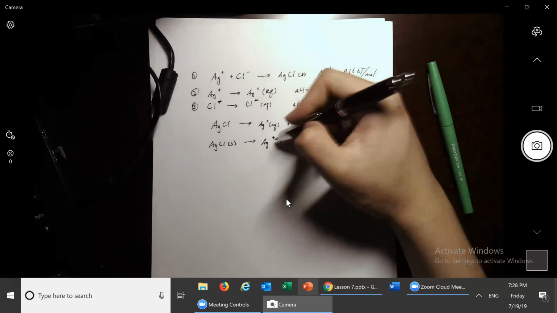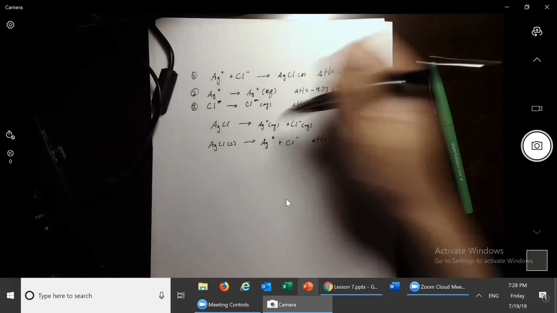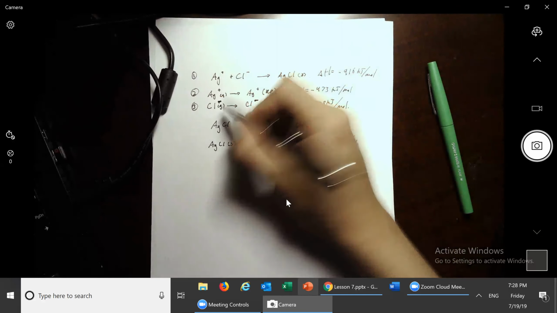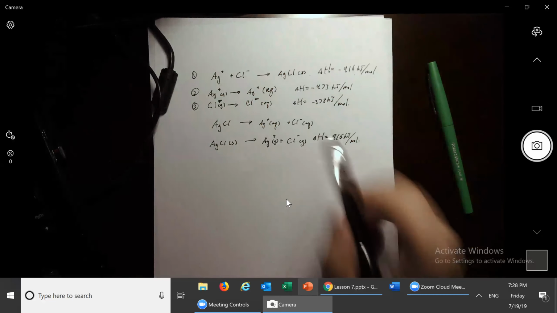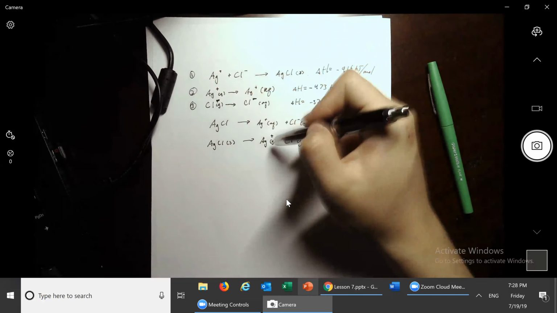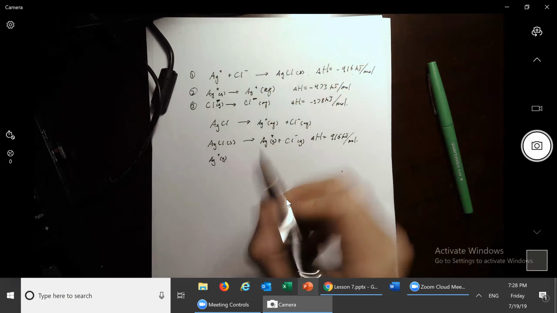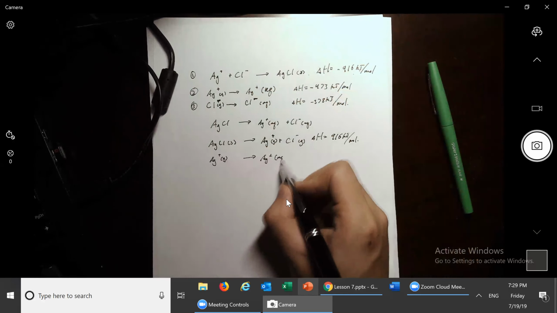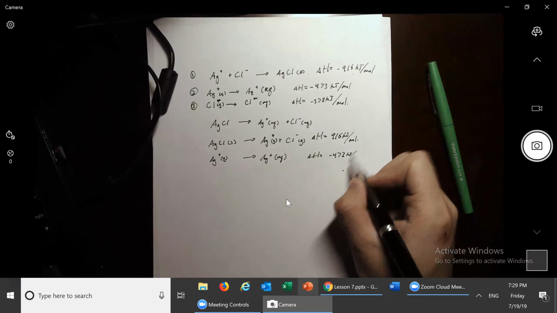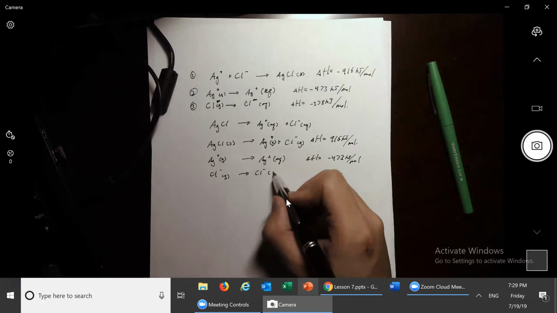Now we have Ag plus and Cl minus on the product side, which we need to get rid of since we want Ag plus aqueous. This is technically gaseous, I think. Okay, this is a G, by the way. So to get rid of this, we just need to use this, and then Cl minus.